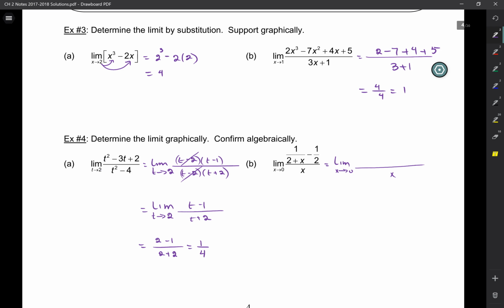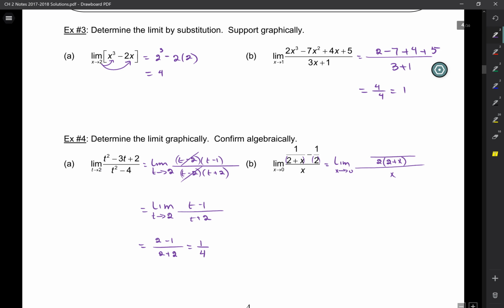We're going to have to do a common denominator on top there. So what will be the denominator? 2 plus x times 2. 2 times 2 plus x. All right, because you have a 2 plus x and you have a 2. Okay?